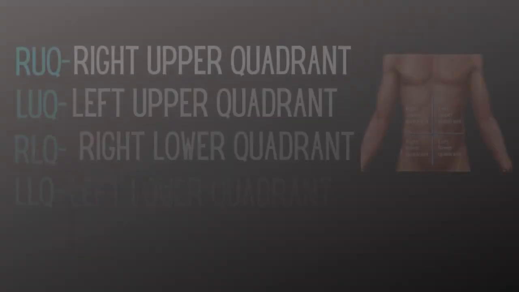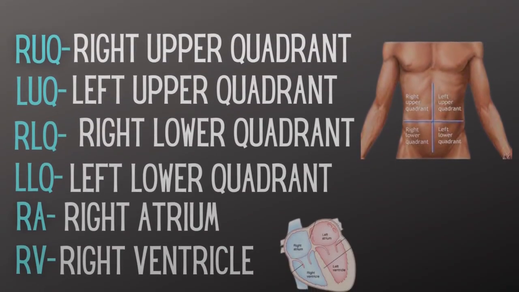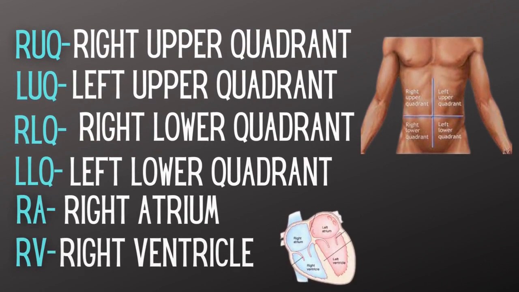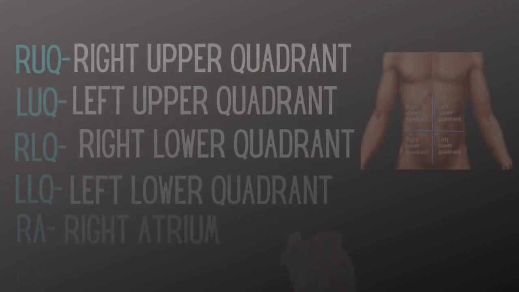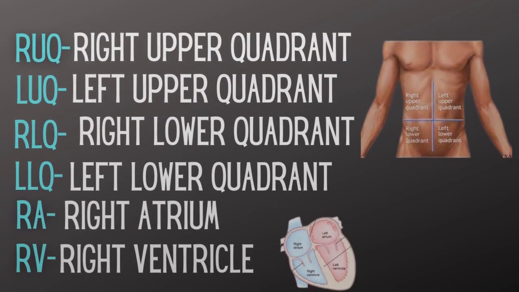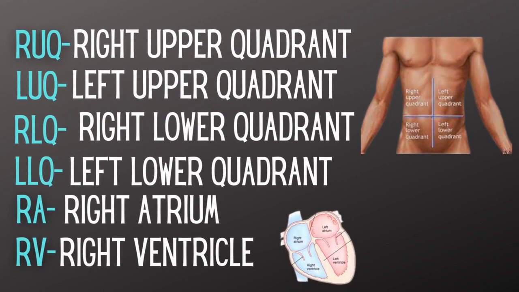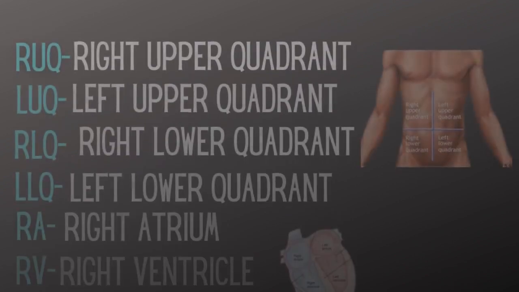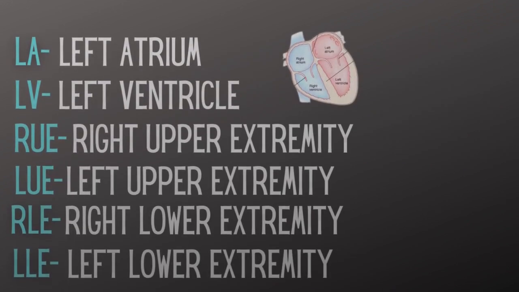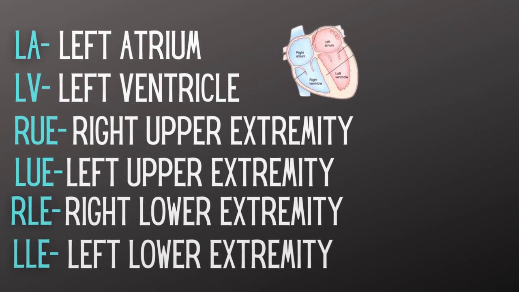All right, next, anatomy abbreviations. So we have RUQ for right upper quadrant, LUQ is left upper quadrant, RLQ, right lower quadrant, LLQ for left lower quadrant. And we have RA, which is right atrium, RV, right ventricle, LA for left atrium, and LV for left ventricle.